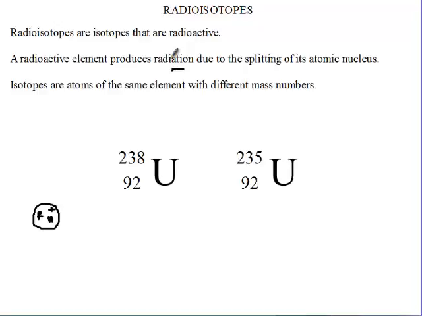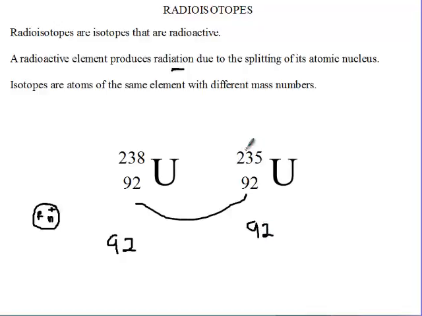Isotopes are atoms of the same element with different mass numbers. Here we see uranium. The atomic number is the same, but here the mass number is 238, and here the mass number is 235. Atomic number refers to the number of protons. So the protons are 92, but the mass numbers are different.